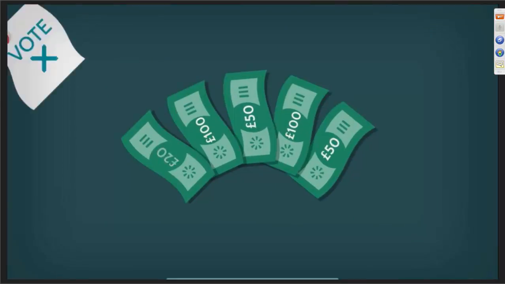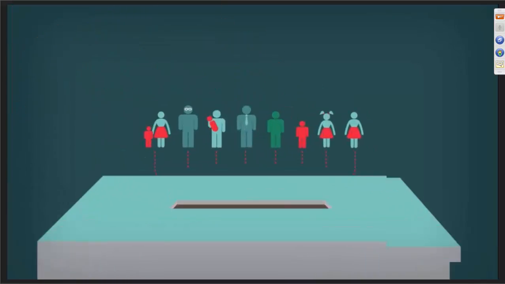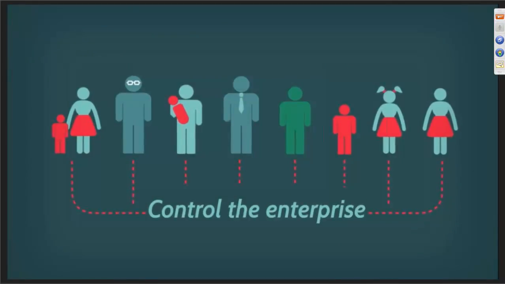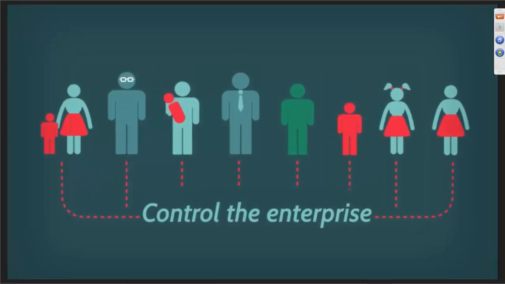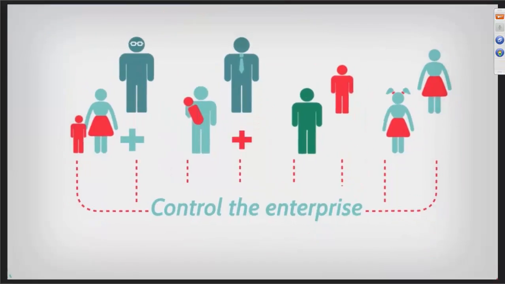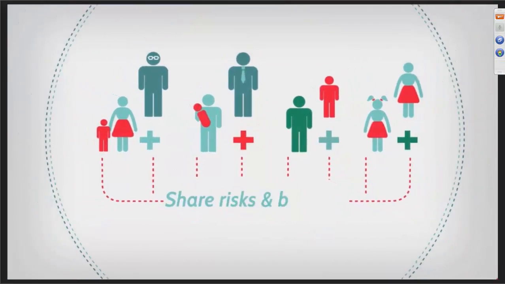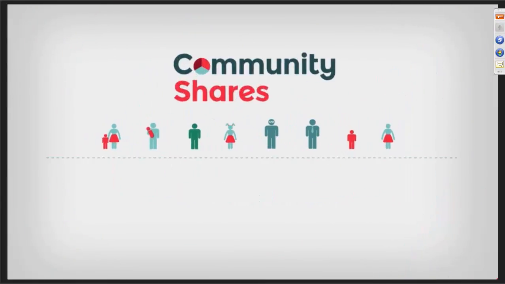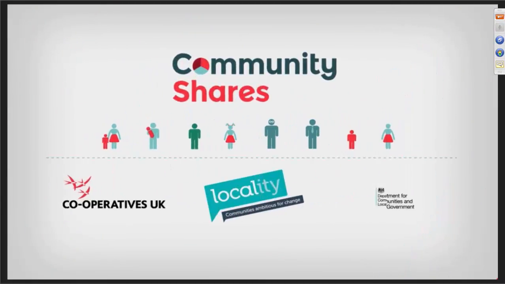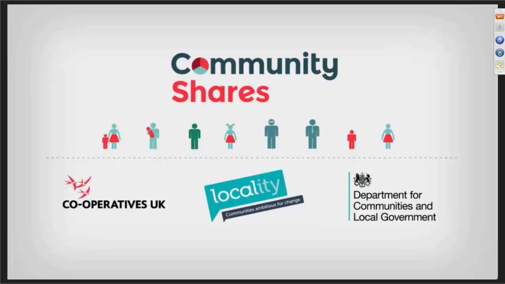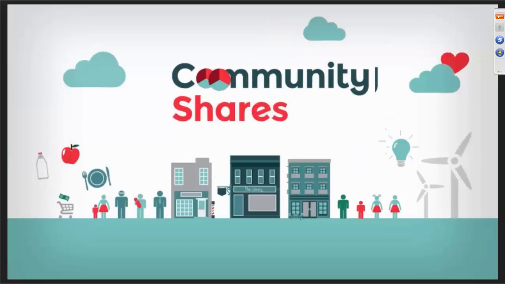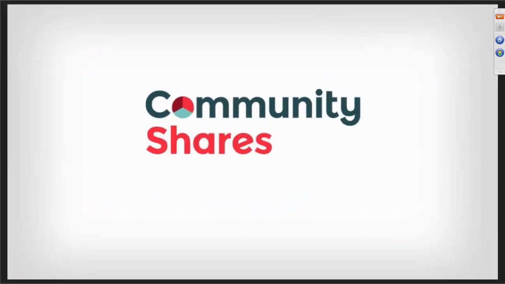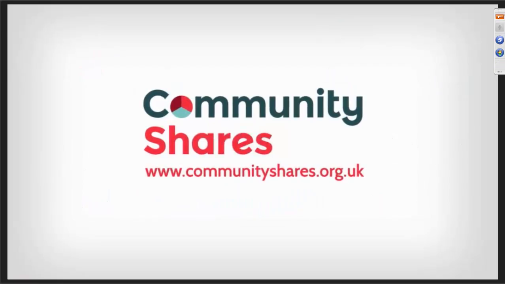Regardless of how much you invest, you all have one vote. That means you and the other investors control the enterprise. And if you think it's being run badly, you can do something about it. Sharing ownership with others means you share the risk and the benefits. We're helping enterprises, supporters and advisors to use community shares. And communities can even run their share offer directly through our Microgenius platform. So if your community believes in something, then investing in community shares can make it happen.